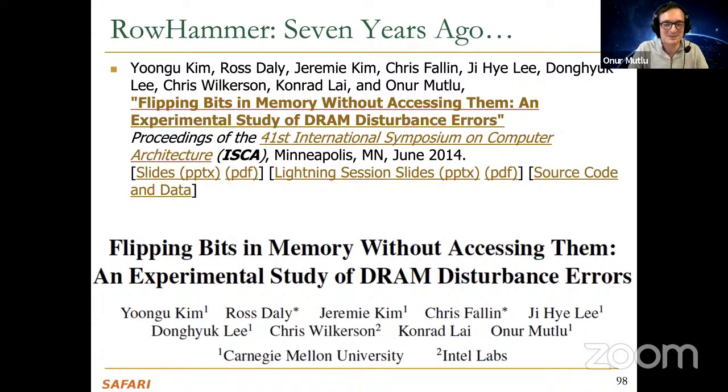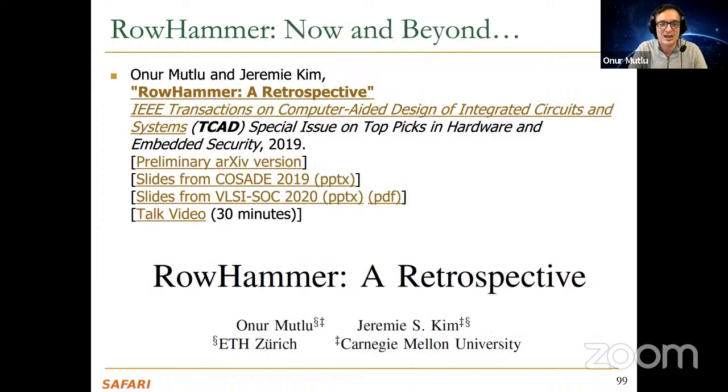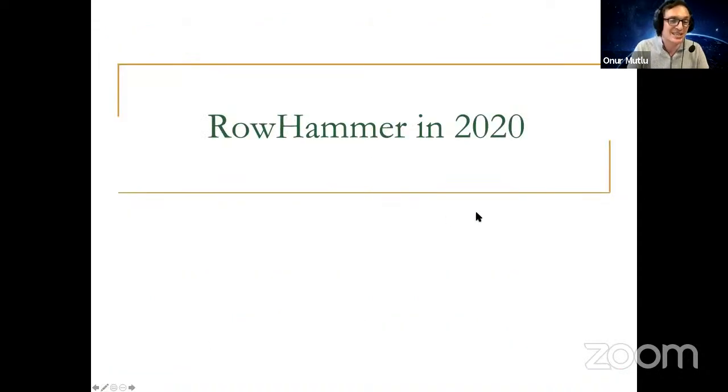You're hammering the chip. Okay, so if you're interested in RowHammer, this is something we may put on. I'm not sure. This is actually an old paper by now, but it's a very fundamental paper. It's 7 years old. We wrote this retrospective paper with one of my PhD students, Jeremy, who's going to be one of the mentors here on RowHammer issues. And there are some very exciting things that have happened to RowHammer in 2020.